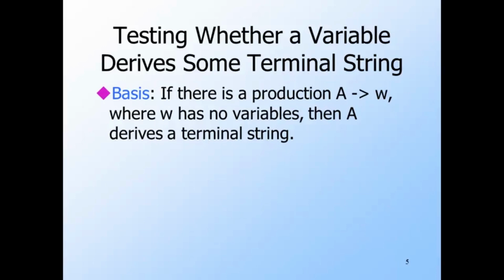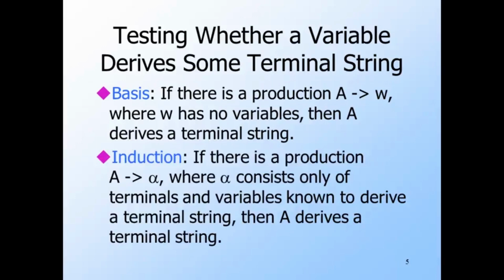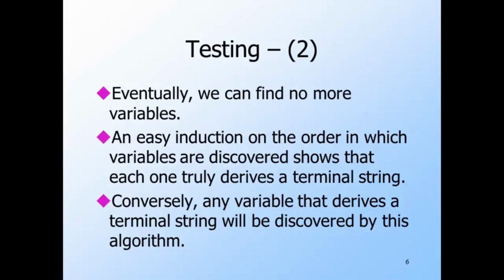Technically, the empty string is a string of terminals. Now, suppose A has a production with a body alpha, and alpha consists only of terminals and variables that we have previously discovered to derive some terminal string. Then we can also conclude that A derives a terminal string.